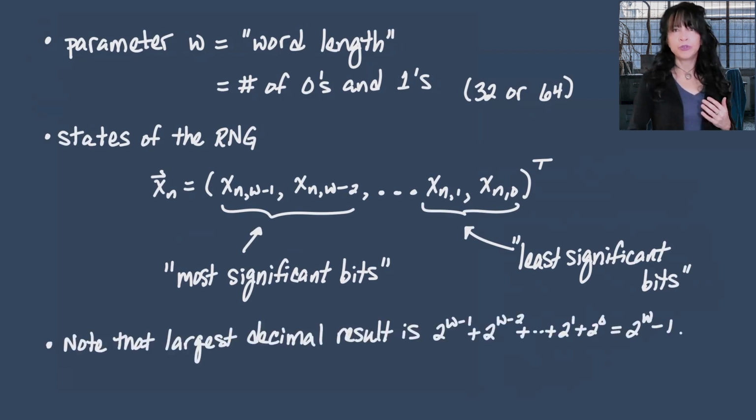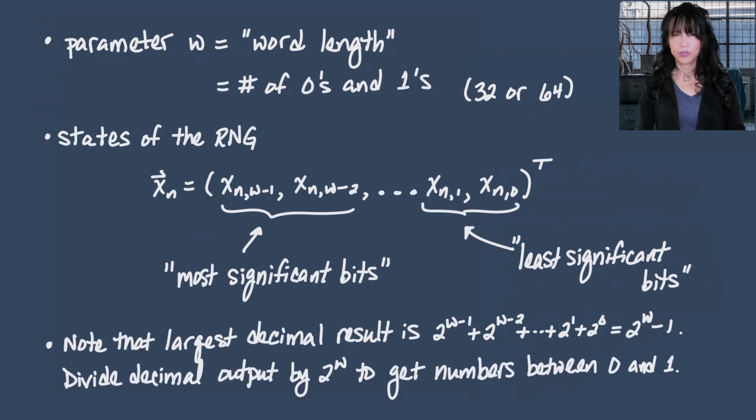So when you run the Mersenne twister, you don't actually do this. This is being done behind the scenes by whatever software you're using. You'll get a binary number. You can transform it into a decimal number and ultimately divide by 2^w to get those numbers between 0 and 1.